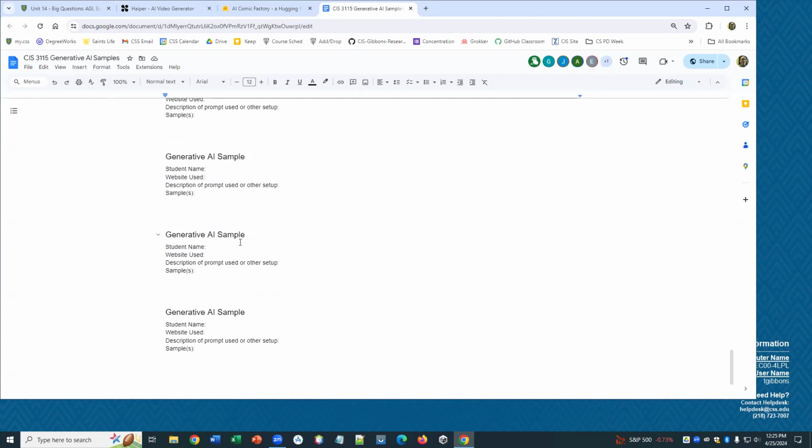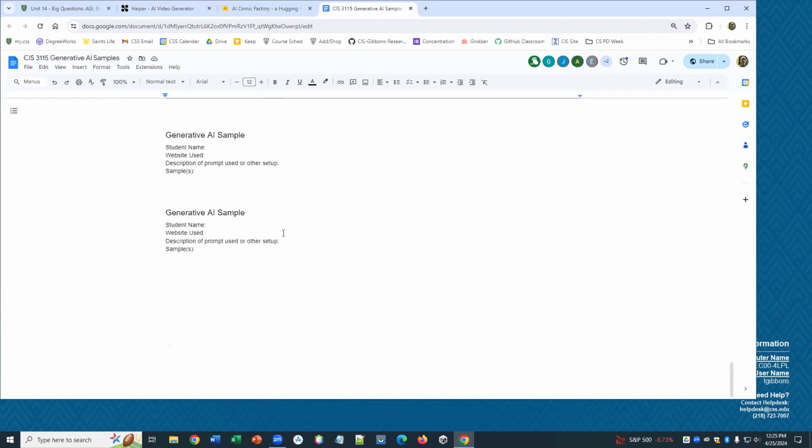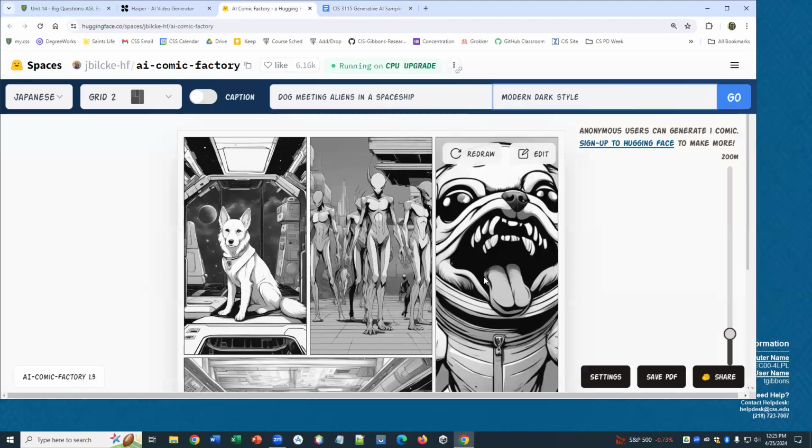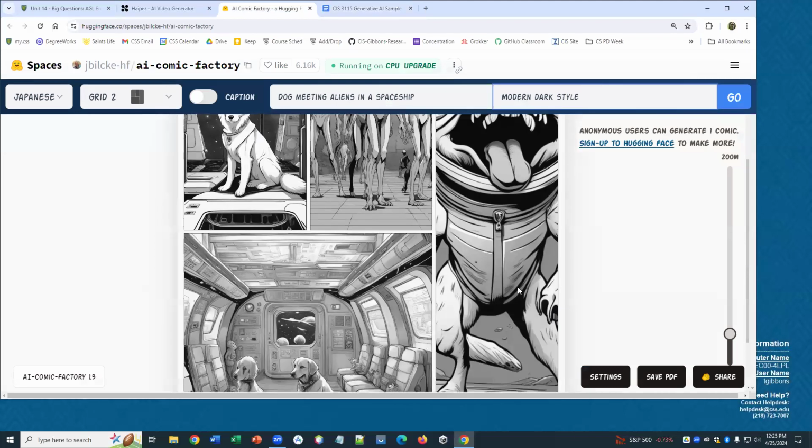Okay, Hunter, I want to see a good sign. I assume you're going to do either one, I'm fine. You can do two, there are plenty of spots there. Put them both in there. We're being creative. So here's my dog meeting the aliens comic strip.